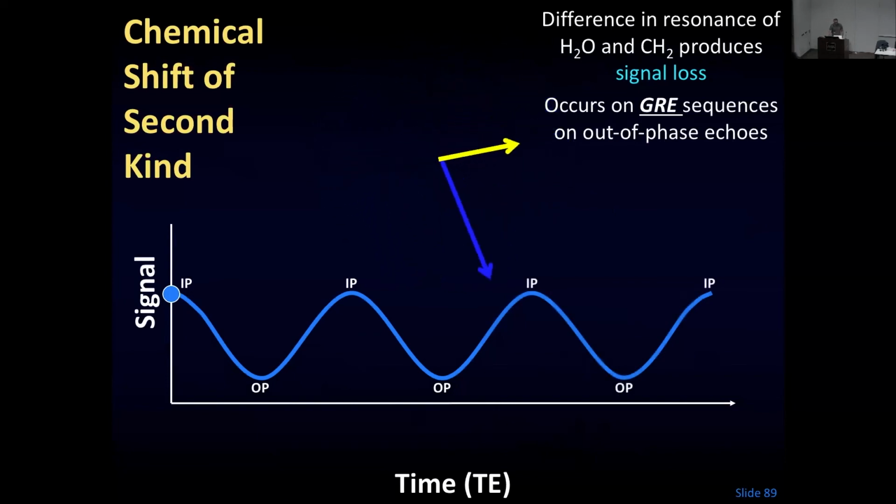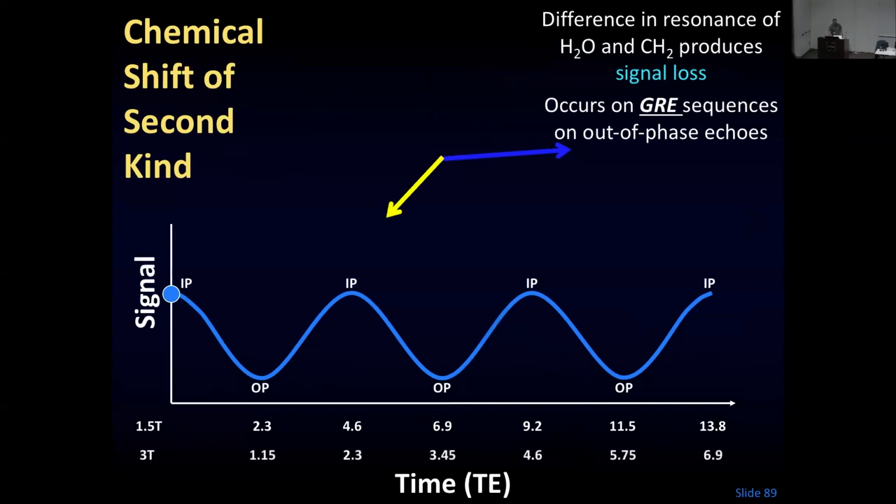Now, a question you might ask is, how often do the waters go out of phase, in phase, out of phase, in phase with fat? Well, we can do a calculation and figure that out. At 1.5 Tesla, water and fat are out of phase at 2.3 milliseconds, in phase at 4.6, out of phase at 6.9, etc. At 3 Tesla, everything goes twice as fast. So at 3 Tesla, they're out of phase at 1.15, in phase at 2.3, out of phase at 3.45, etc.